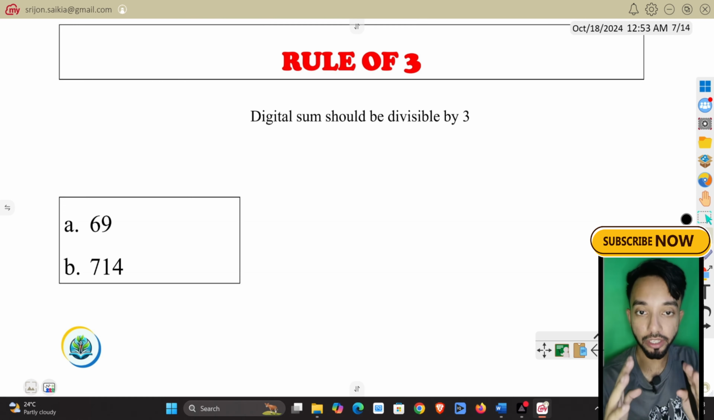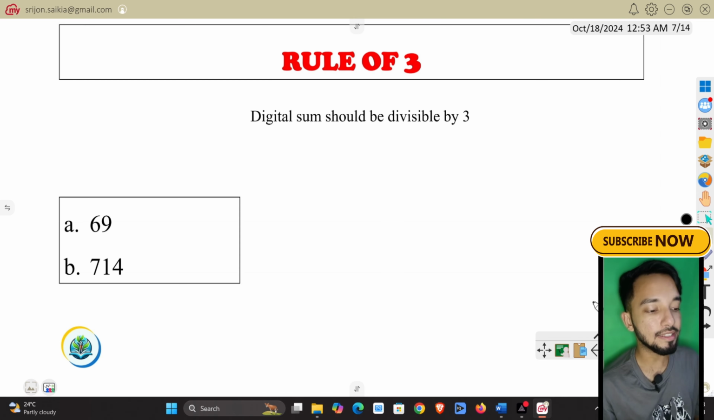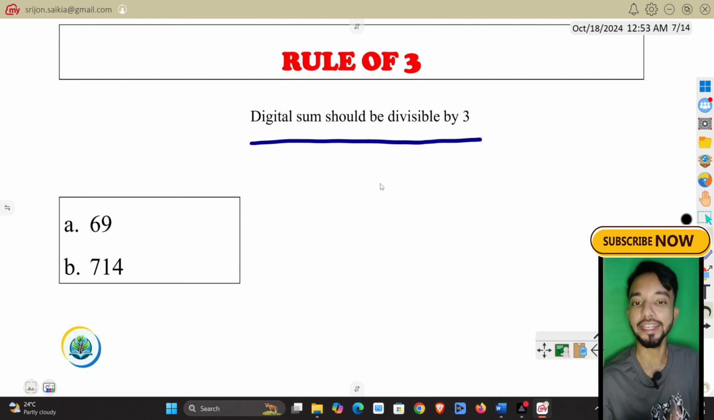Very simple. We need to understand the rule of 3. How to check whether the number is divisible by 3 or not. Very simple. Just the digital sum should be divisible by 3. It means that we need to find the sum of the digits of the number. If the sum is divisible by 3, that means the number itself is divisible by 3.